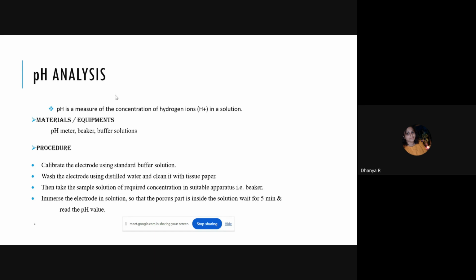इलेक्ट्रोड को अच्छे से टिश्यू पेपर से रब करना है, रब करके उसको क्लीन करना है. देन टेक द सैंपल सॉल्यूशन ऑफ रिक्वायर्ड अमाउंट इन सूटेबल अपैरेटस. बीकर में आप suitable beaker में required amount of sample solution लेना है, and then immerse the electrode in solution so that the porous part is inside the solution. Wait for 5 minutes and read the pH value.